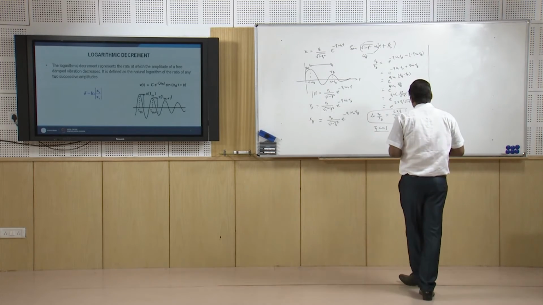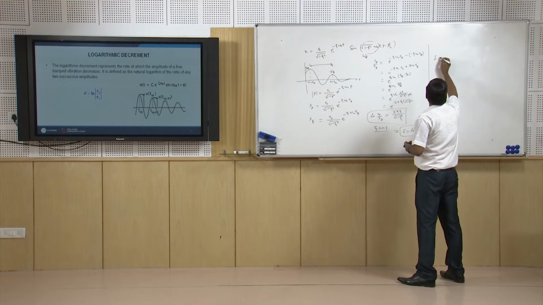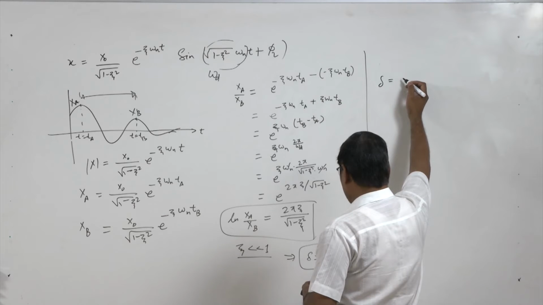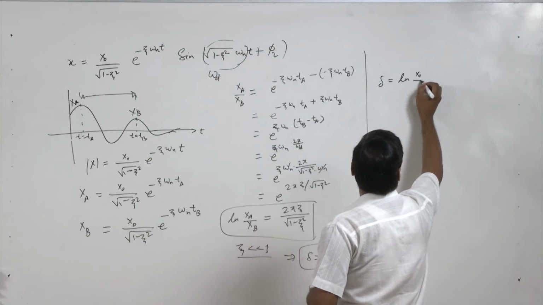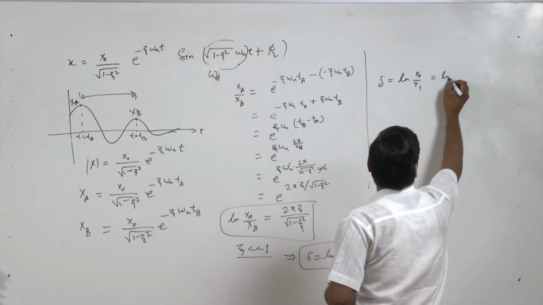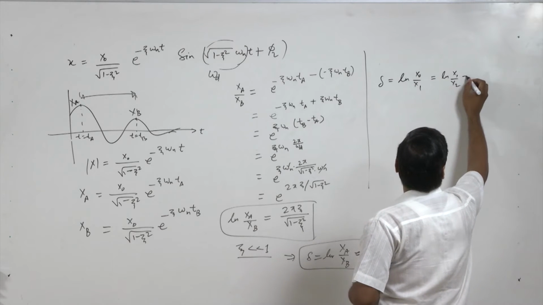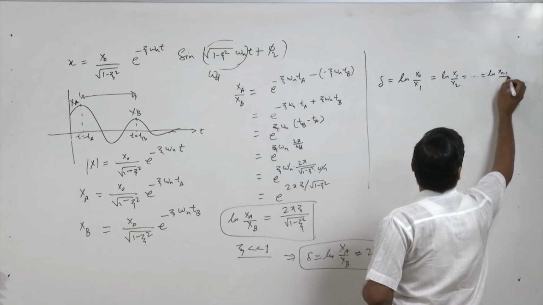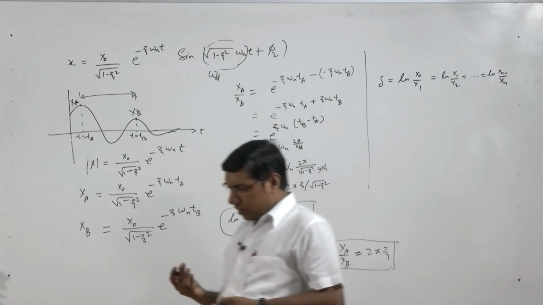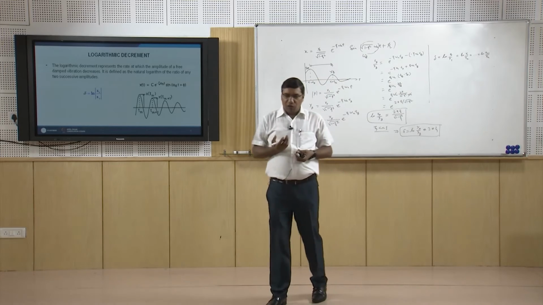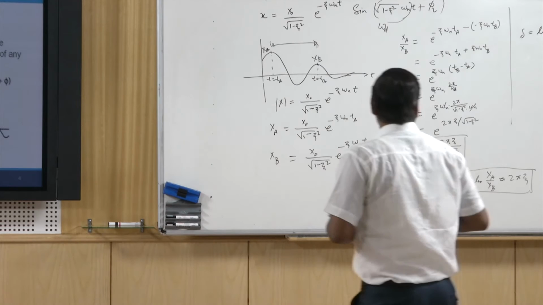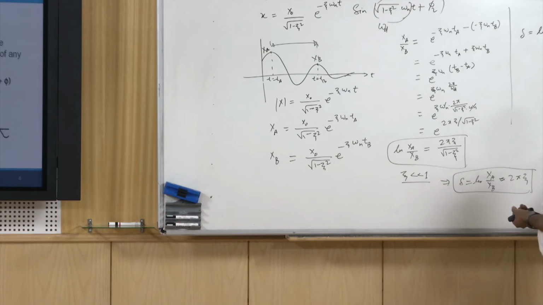Now we can also write delta equal to ln x0 by x1, or ln x1 by x2, or ln xn minus 1 by xn, because delta is the log of the ratio of any two successive amplitudes. So it could be between x0 and x1, or x1 and x2, or xn minus 1 and xn.